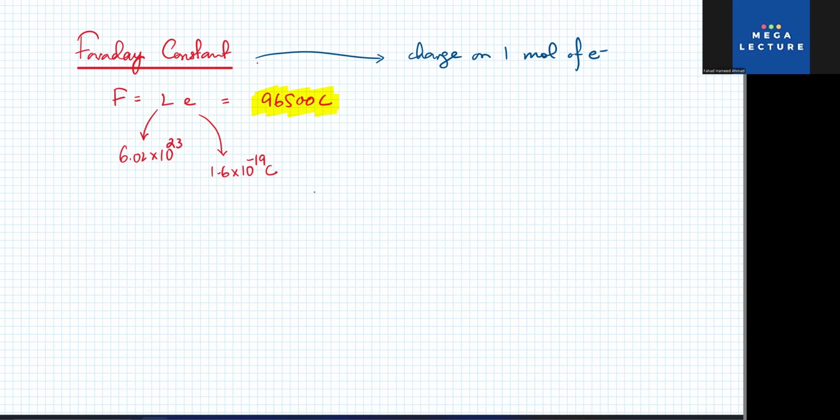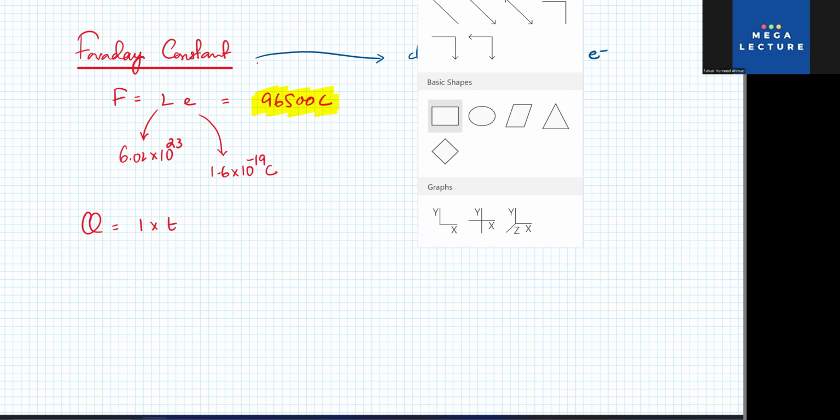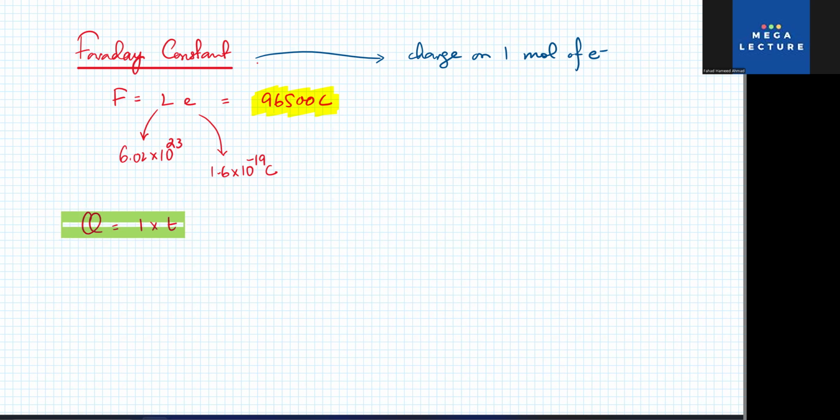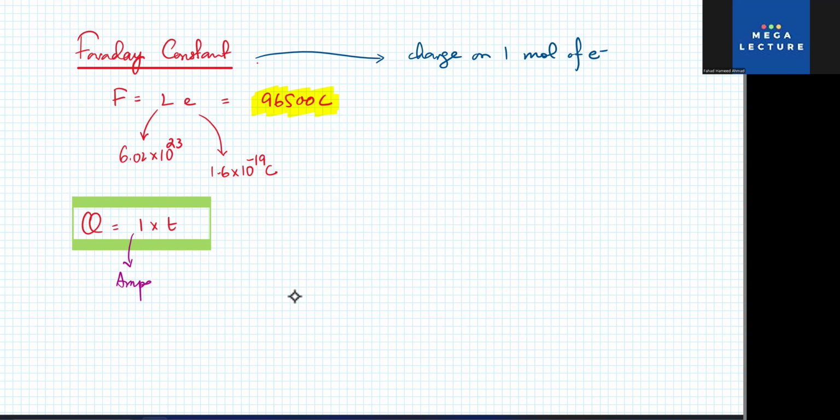And then there's another thing which you need to learn to solve questions, which you already know if you're doing physics. Q is equal to current into time. That's another way of finding charge. Q is equal to IT. The current is going to be in amperes, and the time is going to be in seconds.